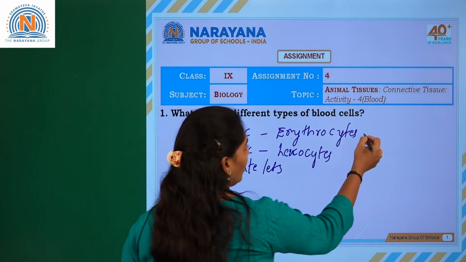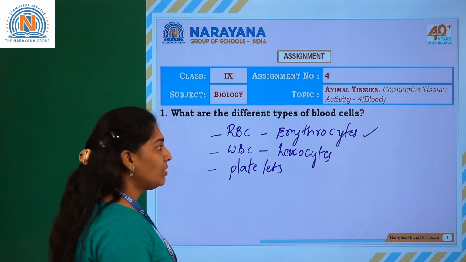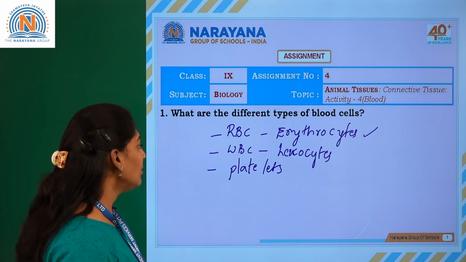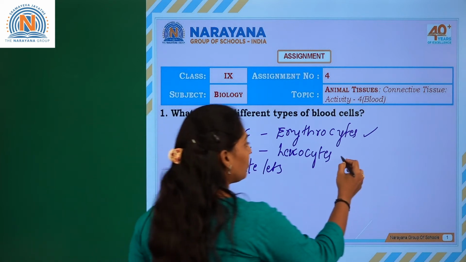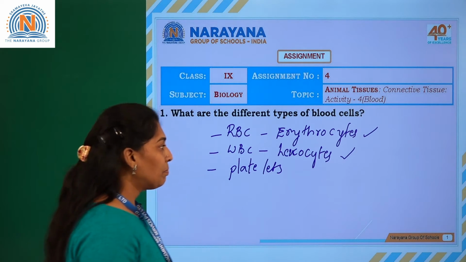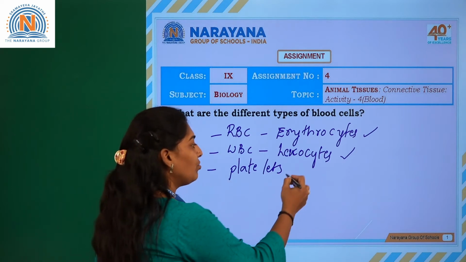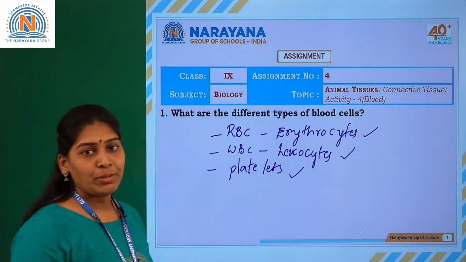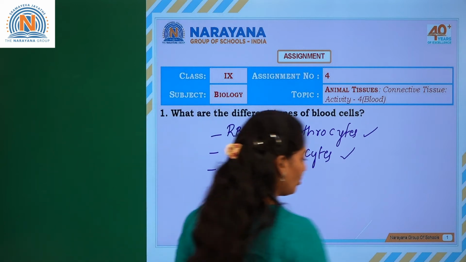RBCs are very useful for the exchanging and transporting of gases. White blood cells are very useful for protecting against pathogens, and platelets are very useful for the clotting of the blood. Let us go further to the next question.